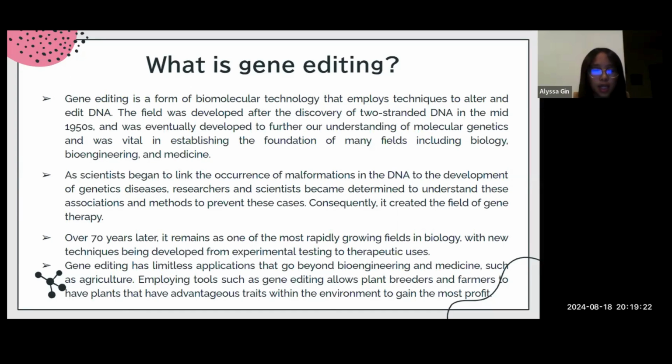And it has limitless applications that go beyond bioengineering and medicine, such as agriculture. Employing tools such as gene editing has allowed plant breeders and farmers to have plants with the most advantageous traits within the environment to gain the most profit.